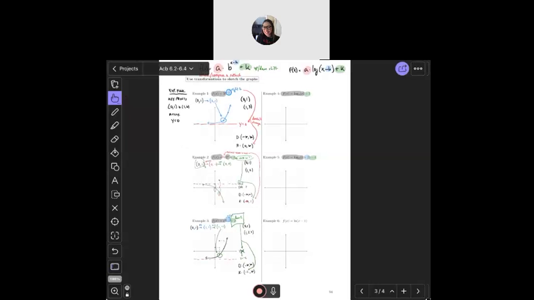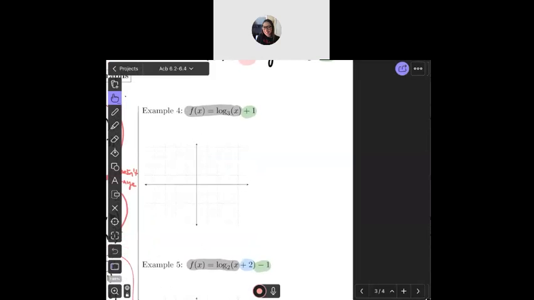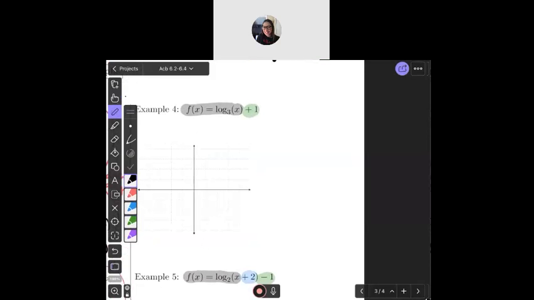It's all about inverses. So what are our key points for logarithmic functions? These are the ones you guys need to know. Claire, what are our key points for logarithmic functions? Matt, what are our key points for logarithmic functions?